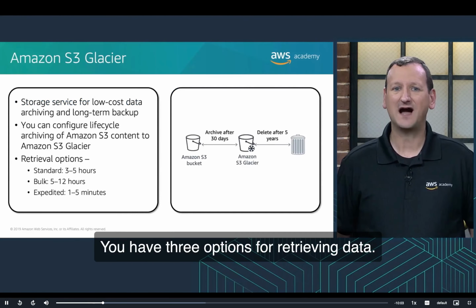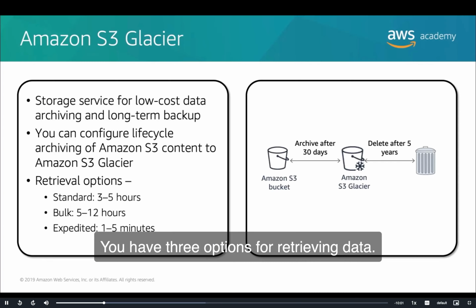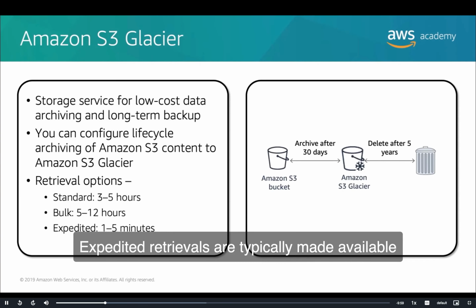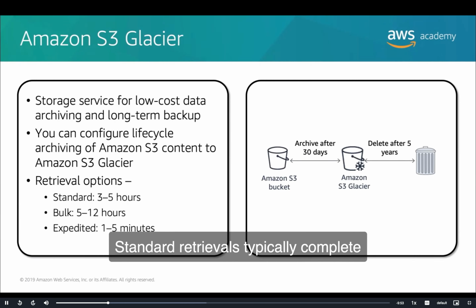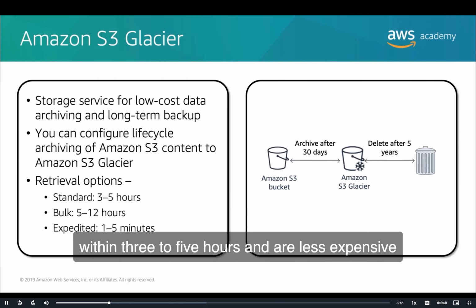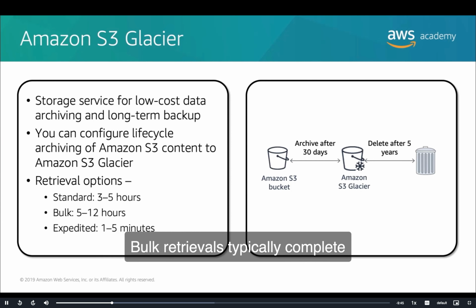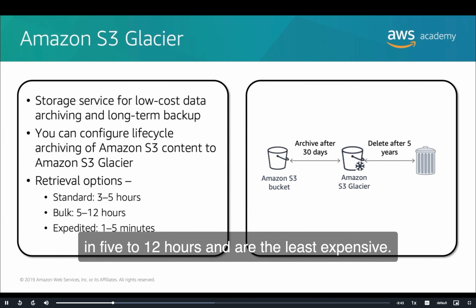You have three options for retrieving data. Expedited retrievals are typically made available within 1 to 5 minutes and have the highest cost. Standard retrievals typically complete within 3 to 5 hours and are less expensive than expedited, but more expensive than bulk. Bulk retrievals typically complete in 5 to 12 hours and are the least expensive.